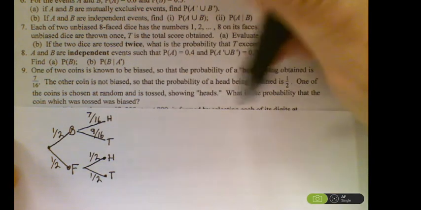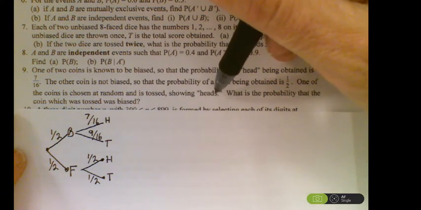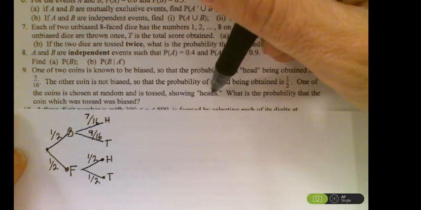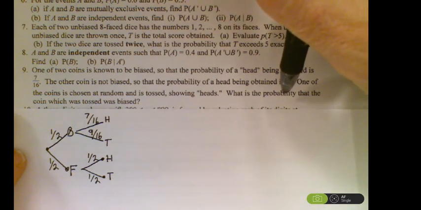So what's the probability? Sorry, let me start right here. One of the coins is chosen at random and is tossed, showing heads, which means we're going to get heads as the result. So it's like given information right there. So what's the probability that the coin that was tossed was the biased coin?